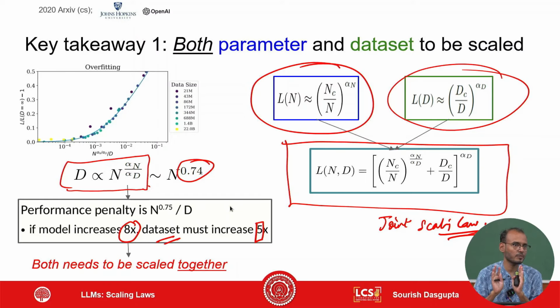Then only you will be able to follow the power law. Not just the spike, but you will also be able to follow the power law. Otherwise, your model will not follow the power law, and things won't be predictable. So that's the point.